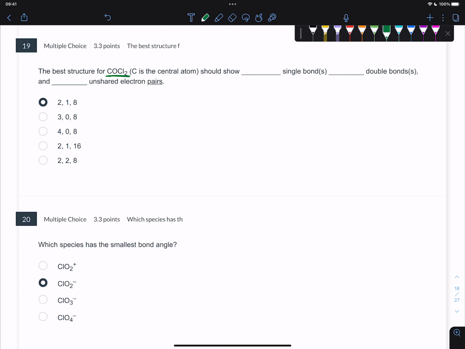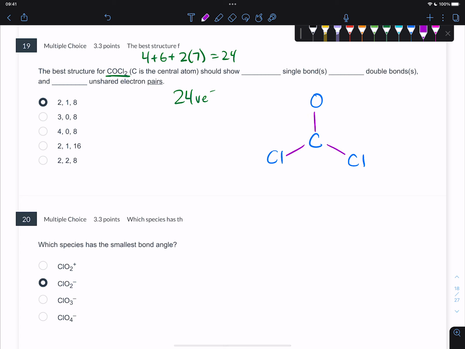COCl2. Count up your valence. Carbon has 4 valence. Oxygen has 6 valence. There are 2 chlorines. Each of them has 7 valence. That's 10 plus 14. That is 24 valence. So I have 24 valence electrons in my bank. And I'm going to put carbon in the middle. Oxygen is going to go around there somewhere, as are the 2 chlorines. Of my 24, I've used none. So let's use up some of them. Bond them once. 1, 2, 3, 4, 5, 6. You gotta bond them at least once.